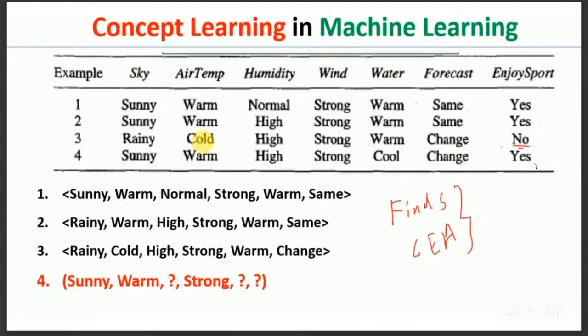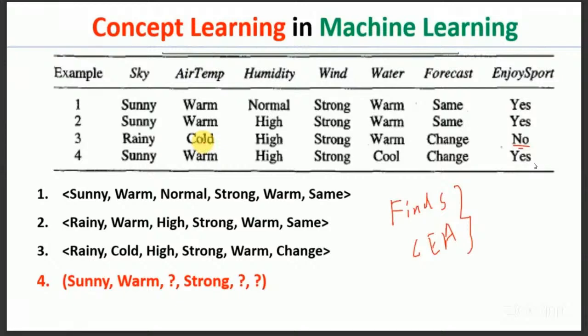Now the possible solution is, out of these six values, if the first, sky, is sunny, air temperature is warm and wind is strong, no matter what the other three values are, I will enjoy the sport. It means it is easy for me to take a decision: instead of considering all six values, three values are enough to enjoy the sport. That too is based on the given data, and here I am trusting those values.